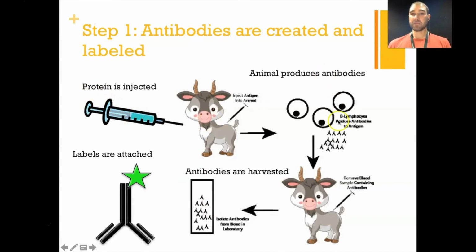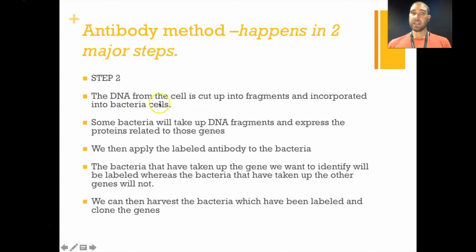Here's step 1 again. So we inject the protein, the animal makes antibodies. Those antibodies can be removed from the blood, and then we label them using radiation or a fluorescent dye. We then take the DNA from the cell, we cut it up using restriction enzymes into fragments, and we chuck that into a bacterial cell. Some of the bacteria will take up the DNA fragments and express them into the proteins related to the genes that we're looking for. If we chuck in the labeled antibody, the bacteria that have taken up the gene we want to identify will start to glow, because we labeled the antibody radioactively or fluorescently, so we'll be able to see them glowing. We can then take those bacteria that have incorporated the DNA into their cells, and then we can make many, many copies of those.